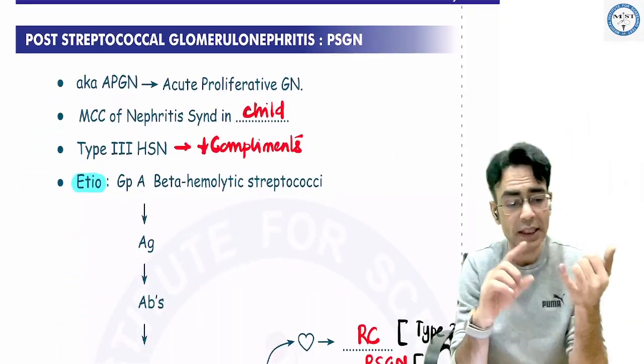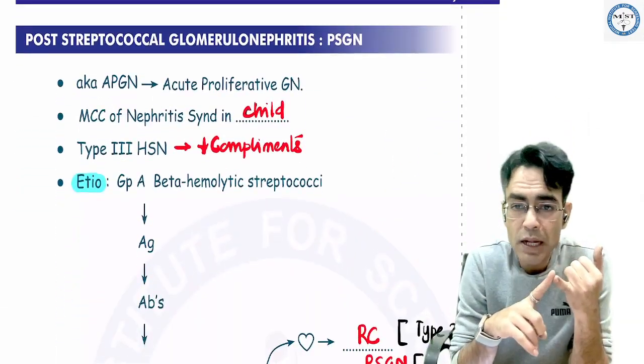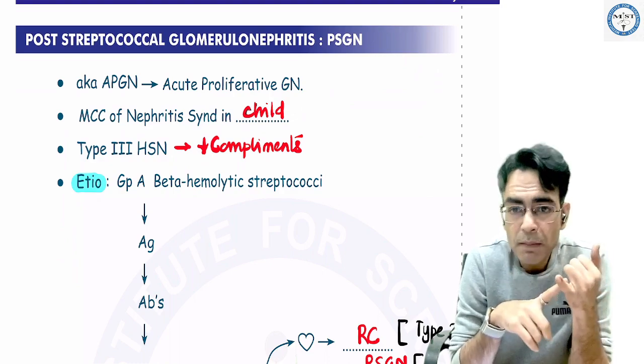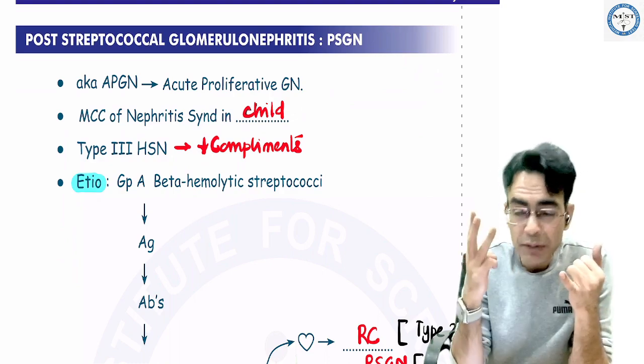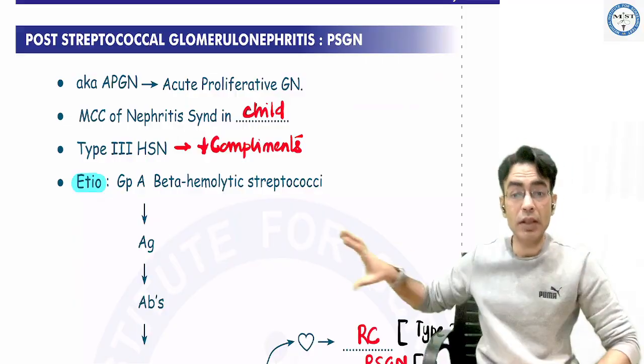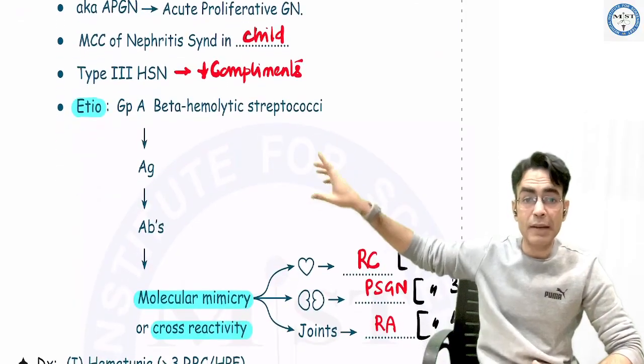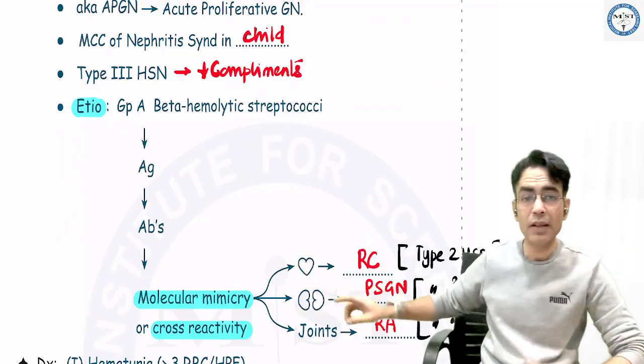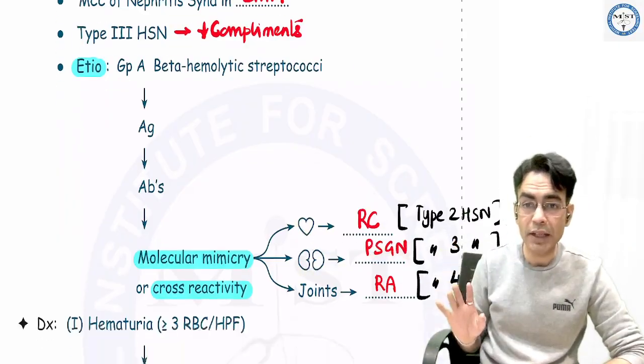Again, remember the main points. PSGN is the more common cause of nephritic syndrome or hematuria in a child. PSGN has hypocomplementemia because of a type 3 hypersensitivity reaction. The cause is group A beta hemolytic streptococci, by molecular mimicry. I taught this in RA, you have read it in RC also. Okay, molecular mimicry and cross reactivity.